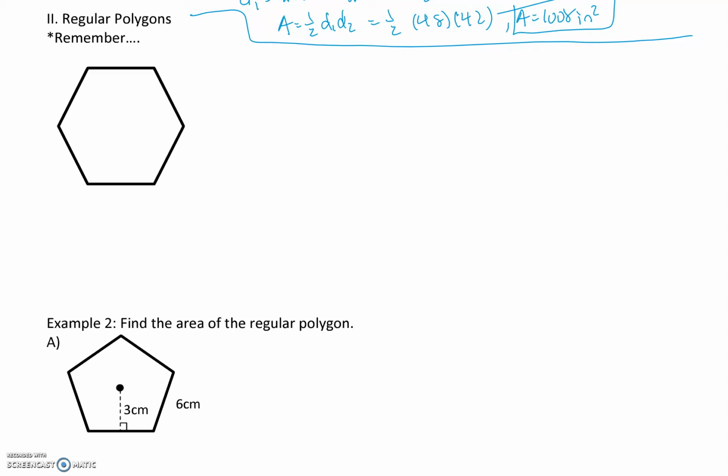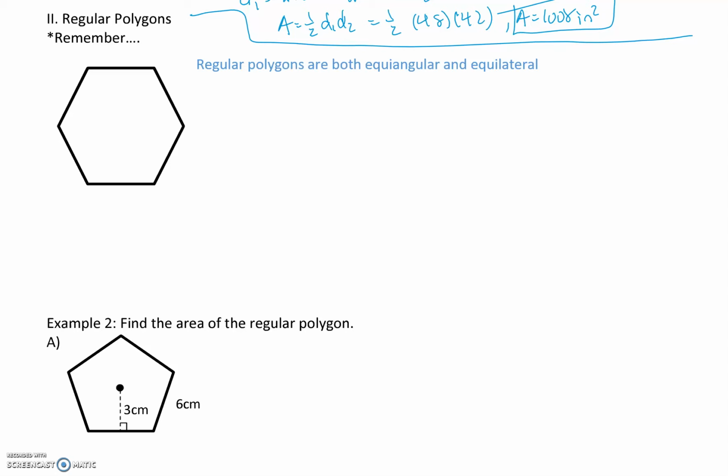Okay, so for this last shape, we're dealing with regular polygons. Remember, regular polygons could have any number of sides, anywhere as low as 3 to make a triangle, and we can go up to a million sides if we wanted to. So what makes a regular polygon regular? Remember, regular polygons are both equiangular and equilateral.